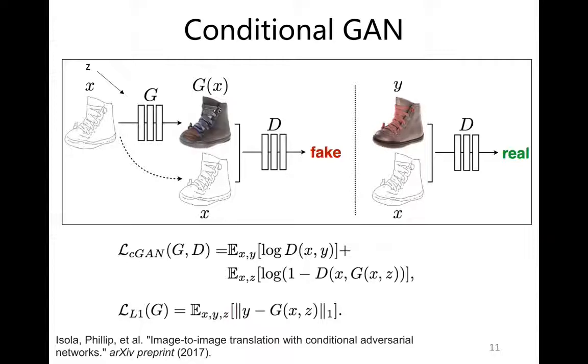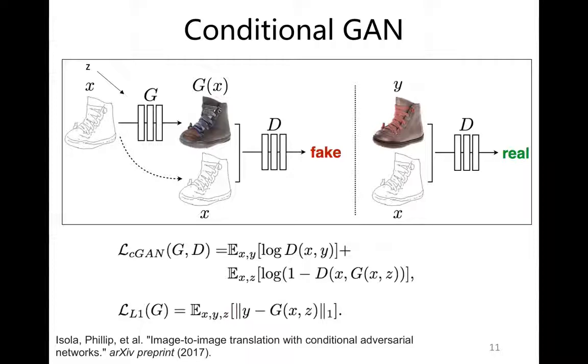Since we have paired data, the real data contains pairs of x and y values. So on the right side, we have the data combined of x and y pairs. This is different from GAN because in GAN, we only have the y, but not x. So we are comparing the fake data. The fake data in GAN is just an image, but the fake data in conditional GAN is a pair of input and output. By matching the joint distribution of x and the generated image G(x) to the real pair of x and y, we can learn the conditional transformation between x and y.